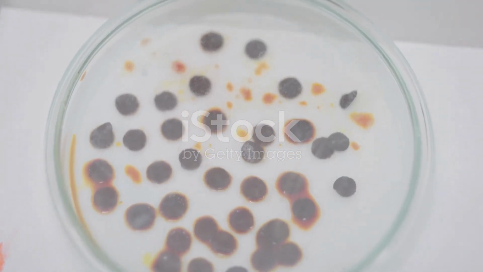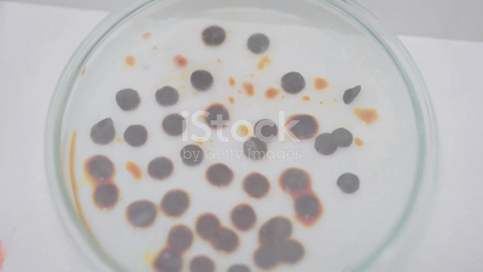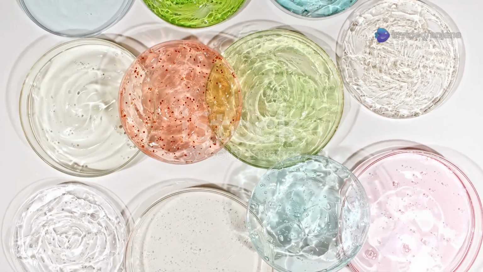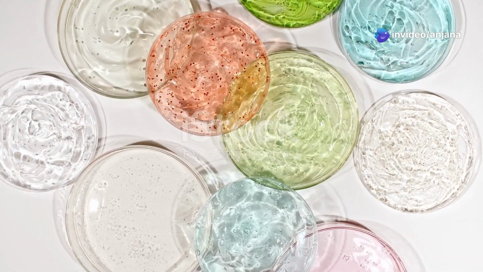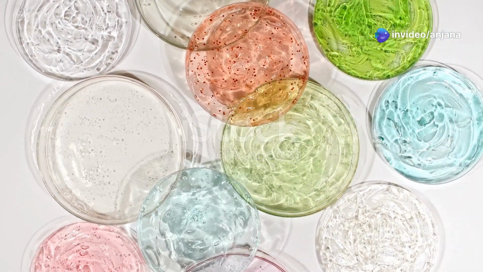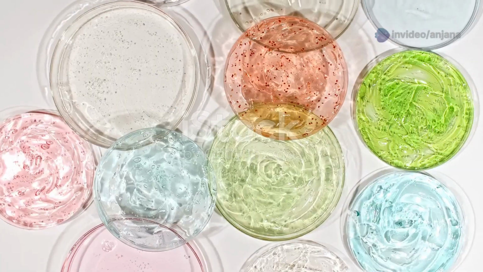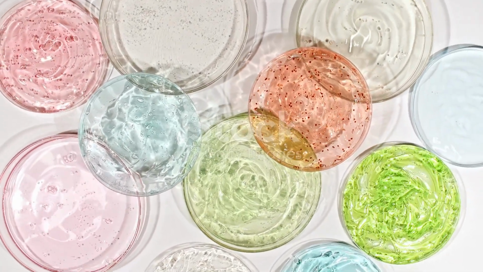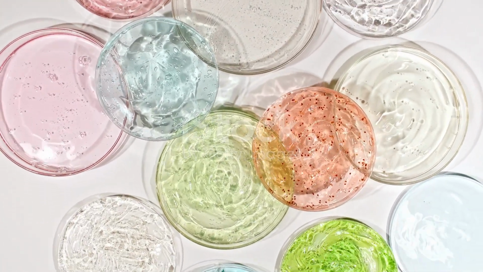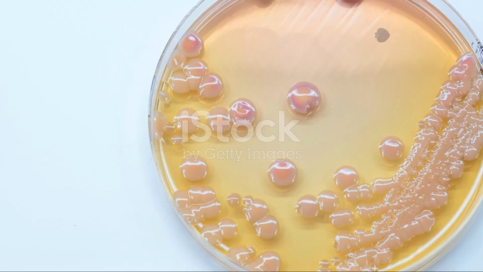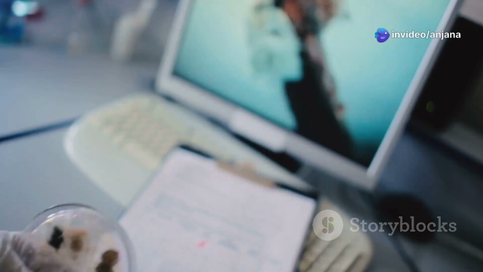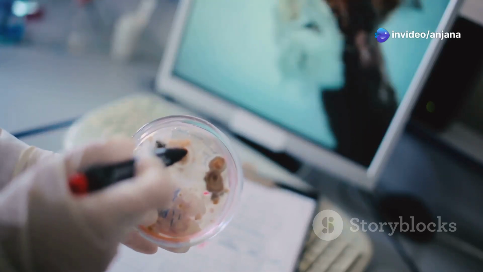Colony morphology refers to the physical appearance of the colonies. This includes characteristics like size, shape (circular, irregular, filamentous), color (pigmented or non-pigmented), texture (smooth, rough, mucoid), elevation (flat, raised, convex), and margin, or edge appearance, for example, entire or lobed. Observing these characteristics is important for several reasons.